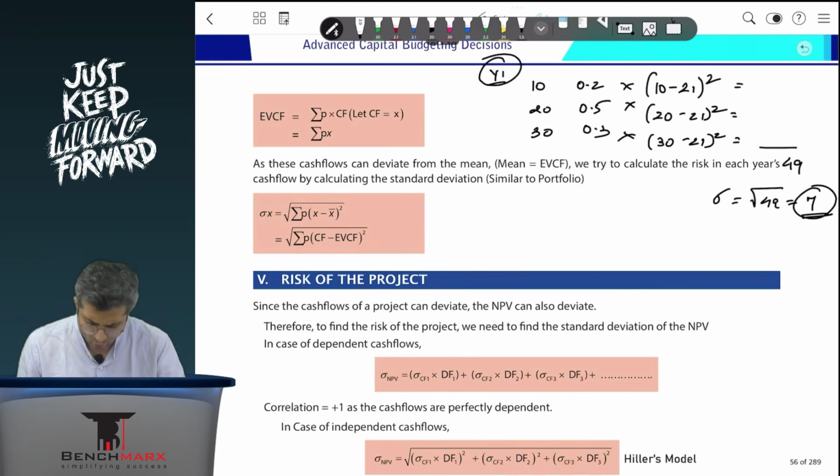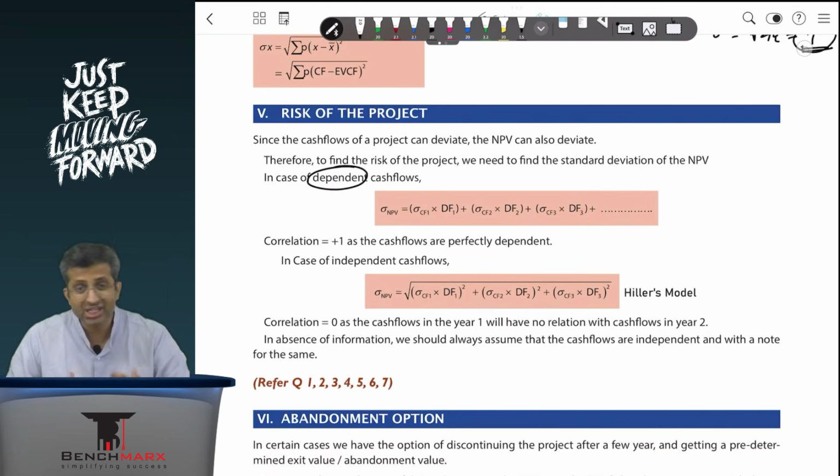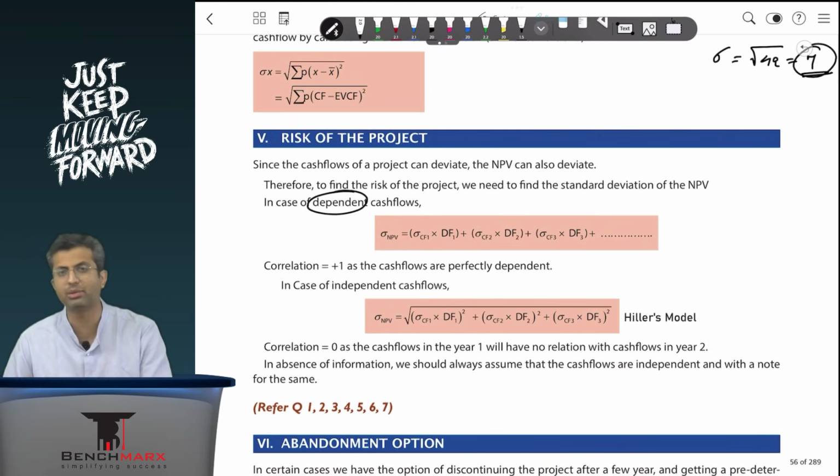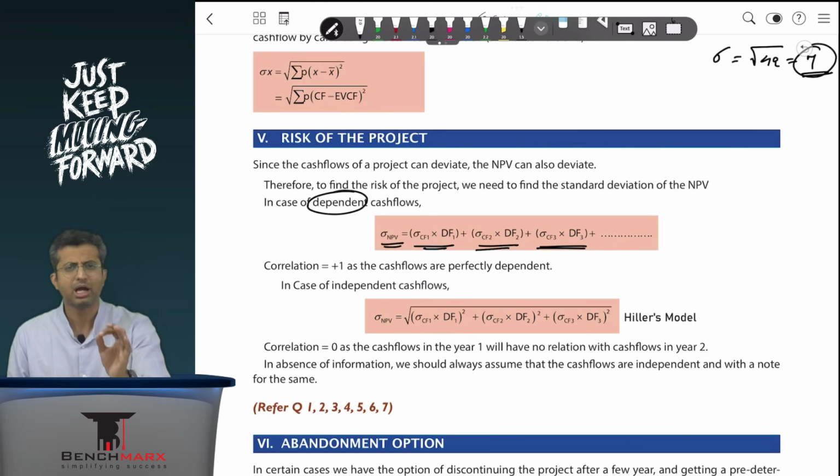So if your correlation coefficient is 1, that is in case of dependent cash flows, this formula that you will do will ultimately be the same as a squared plus b squared plus 2ab, that is (a plus b) the whole squared, and hence your standard deviation of NPV will come to this number.